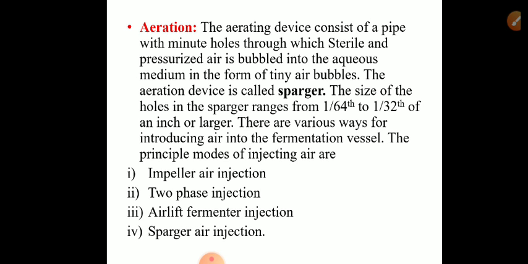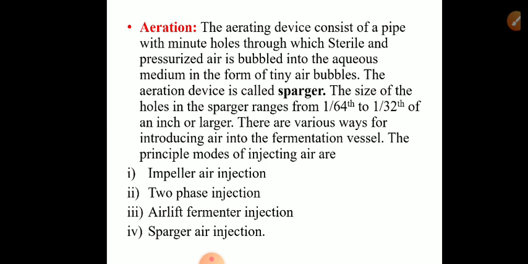Sterile air is a very costly item, so it has to be used very judiciously. Sterile and pressurized air is bubbled into the aqueous medium present inside the fermenter in the form of tiny air bubbles through a pipe called a sparger. The size of the holes in the sparger may range from 1/64th to 1/32nd of an inch or maybe slightly larger. There are various ways by which we can introduce air into the fermentation vessel.